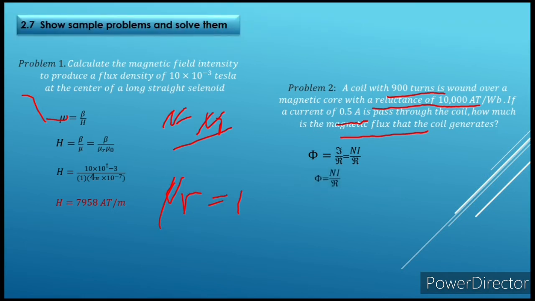So that will become flux is equal to the number of turns, which is 900, times the current, which is 0.5 ampere, over the reluctance, which is 10,000. So the magnetic flux that the coil will generate is 0.045 Weber.